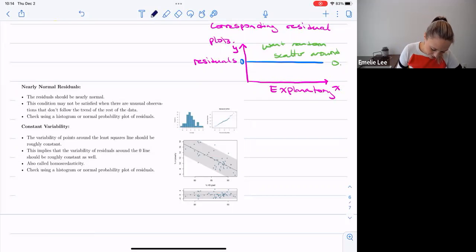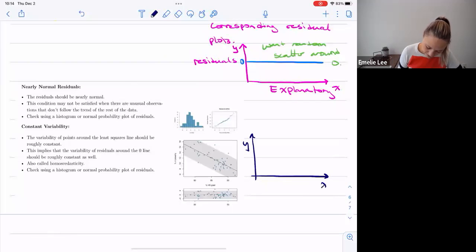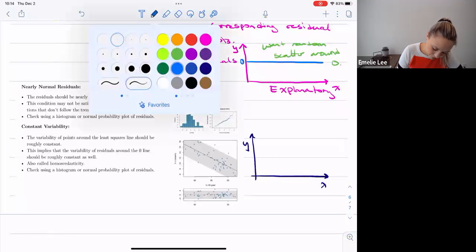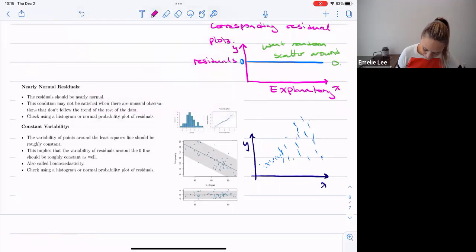Now, the constant variability. For kind of an extreme case, let's just do the response variable against the x variable. If we have points, and then it just keeps getting wider and wider and wider, and we fit our line, maybe like this, this would be non-constant variance, because here we have very little variance.